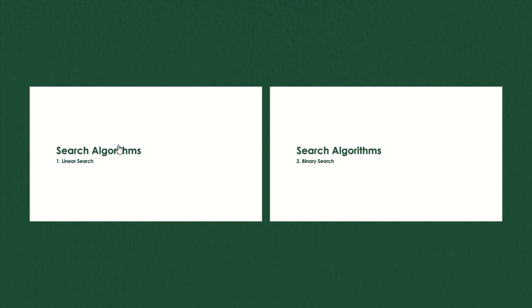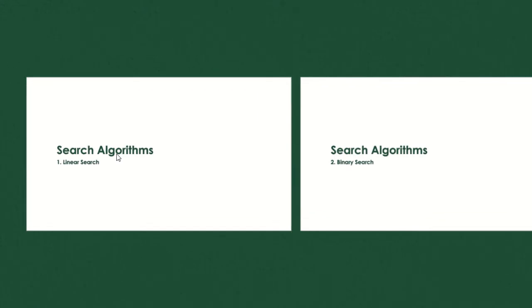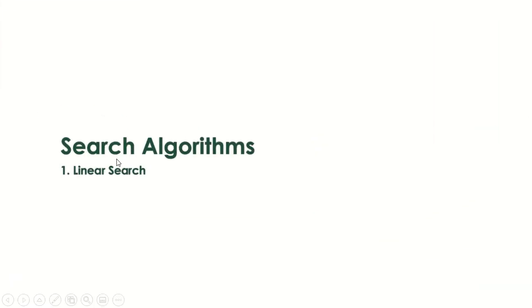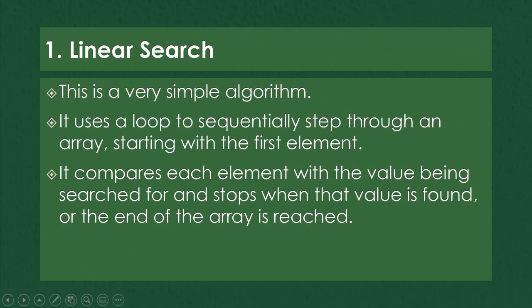Let's start discussing linear search. As the name suggests, this searching algorithm searches for an element in an array in a linear or sequential way. It uses a loop to sequentially search through an array from the first element until it has found the value being searched.